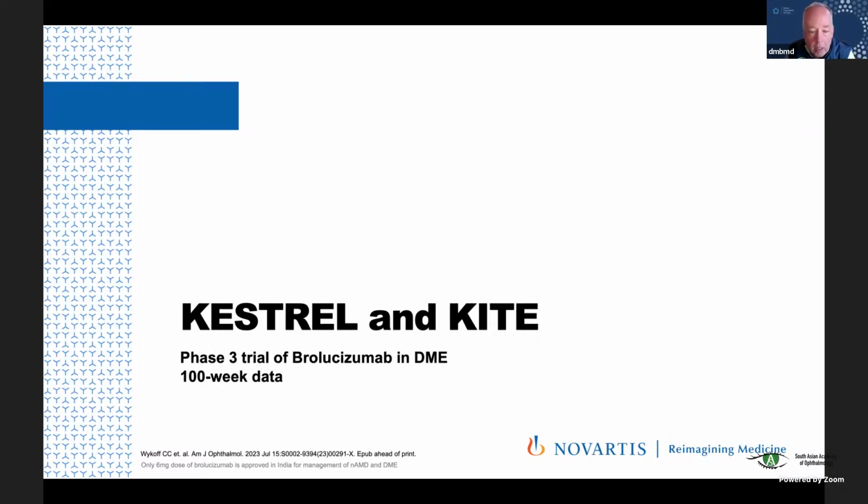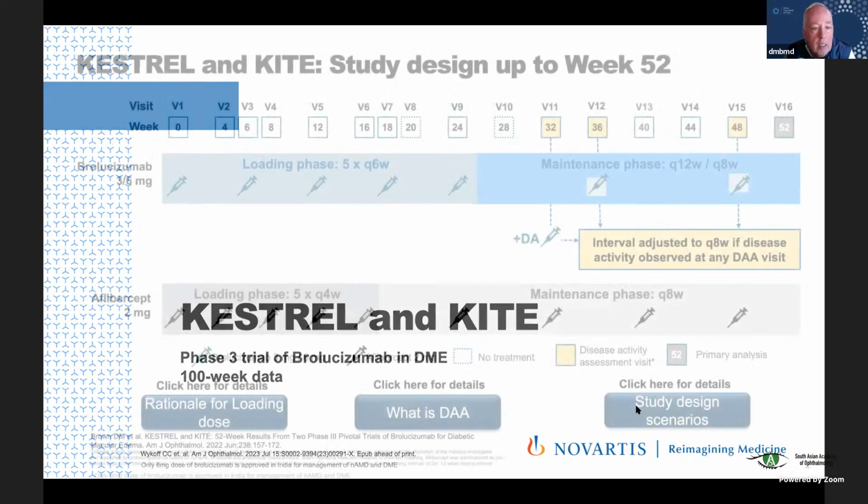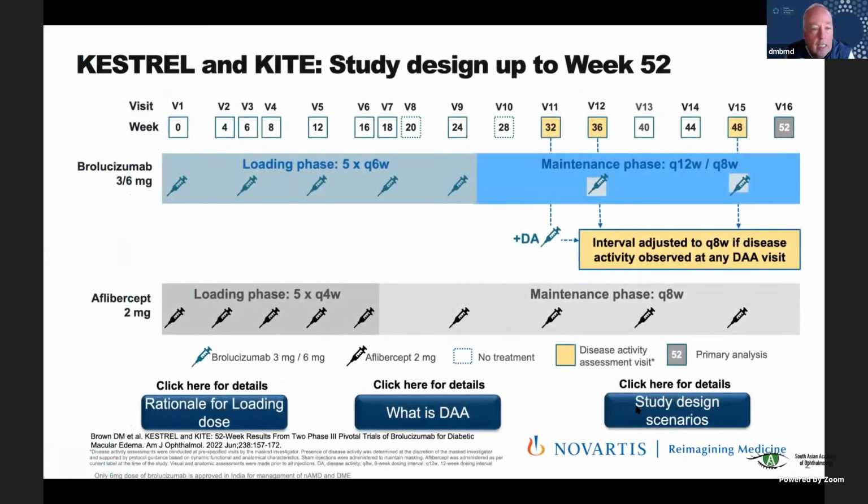Kestrel and Kite have been presented before. Certainly, I'm going to just briefly go over it and then share some thoughts on the use of brolucizumab in diabetic macular edema. So Kestrel and Kite had a unique study design with a loading phase of every 6 weeks compared to all our other previous trials that had a loading phase of every 4 weeks. We tested brolucizumab loaded every 6 weeks versus aflibercept loaded every 4 weeks. Then aflibercept was given per the US label every 8 weeks.